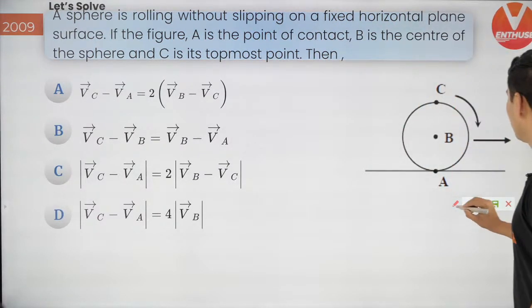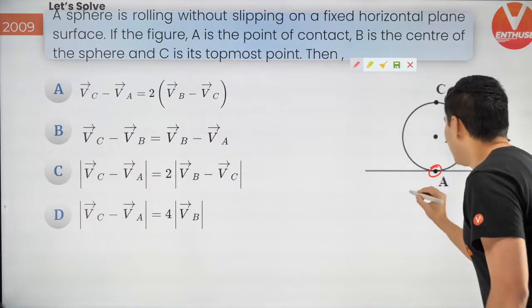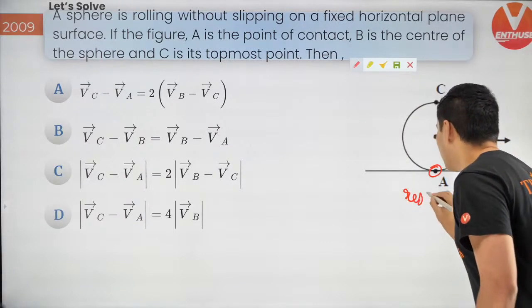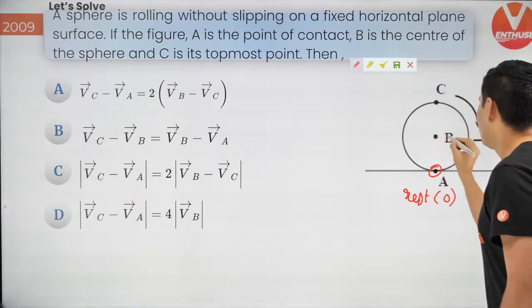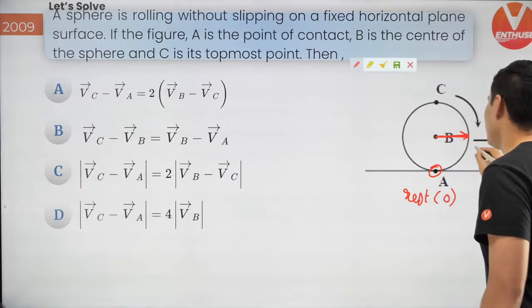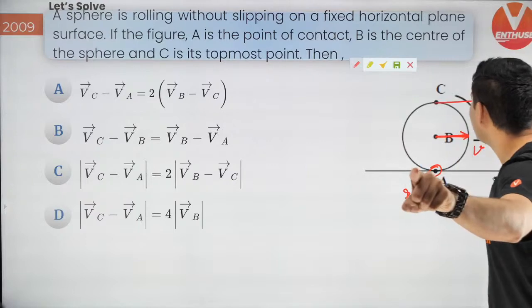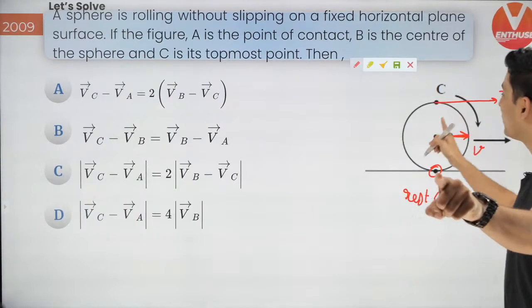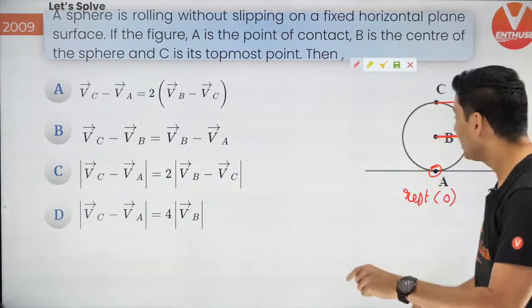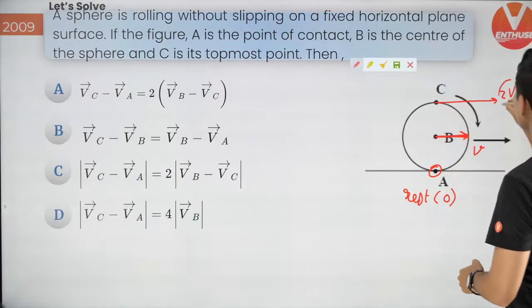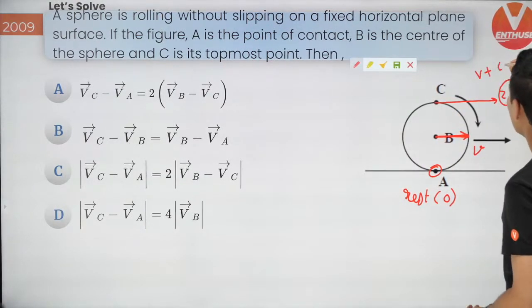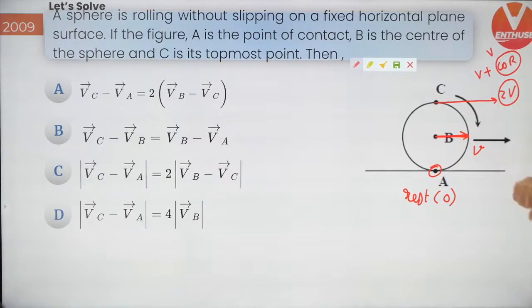This point is at rest. Zero velocity. This point has velocity V, and the topmost point has a velocity 2V. I hope you remember this in the rolling motion. V, 2V. Why 2V? Because it is V plus omega R. And what is omega R? Omega R itself is V. That's why it is 2V.